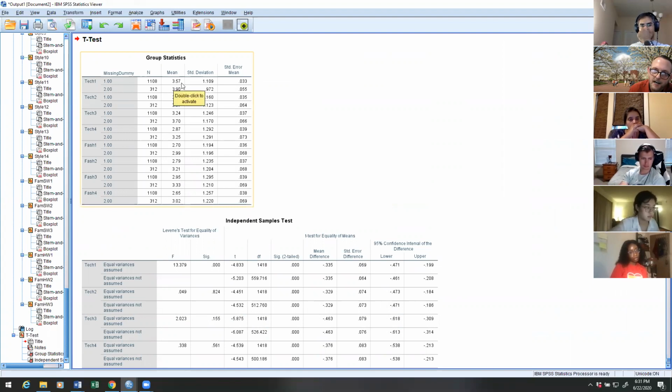The people who did not miss any of these questions are those last three, the ones who completed the survey for the most part. Their mean scores on these variables are like 3.57, 3.24, and so on. The people who did miss a lot of data, the people who contributed missing data to the data set, have mean scores on the exact same variables of 3.9, 3.57, 3.7, and so on.